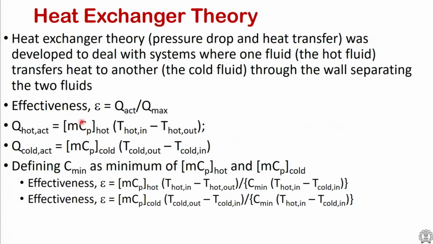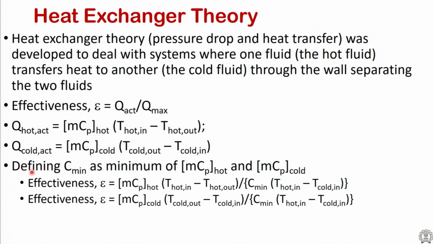MCp, the mass flow rate times Cp, the specific heat, of the hot side fluid, times T hot in minus T hot out. Similarly, the actual rate can also be defined based on the MCp of the cold stream times T cold out, the temperature of the colder stream outlet, minus the temperature of the colder stream inlet.